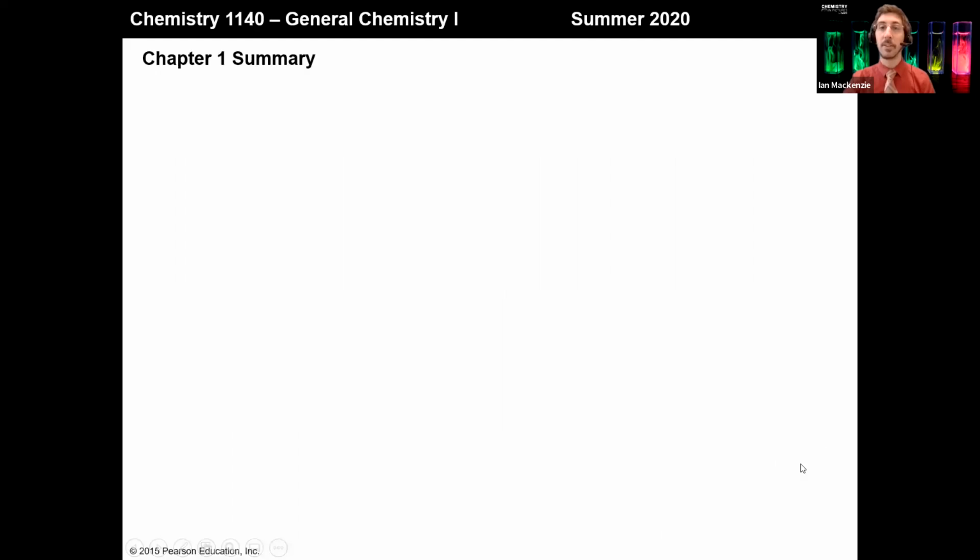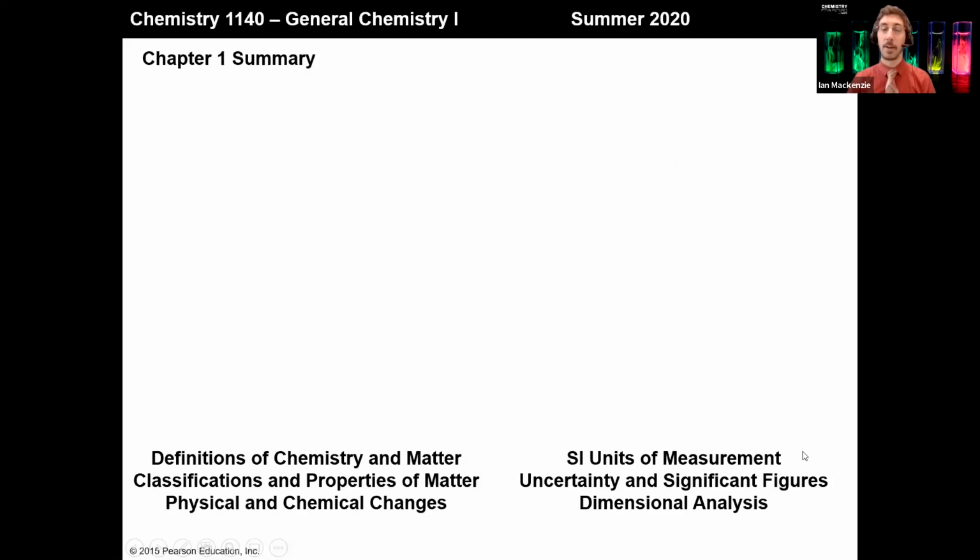So just to summarize chapter 1 briefly, we've talked about definitions of chemistry and matter, classifications of the properties of matter, and physical and chemical properties and changes. We spent a little bit of time talking about the standard units of measurement, and then uncertainty, precision, and significant figures and how we keep track of that. Finally, we finished up with dimensional analysis, how we convert from different units, how we do calculations and keep track of the units involved.